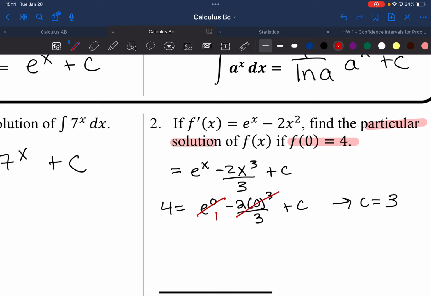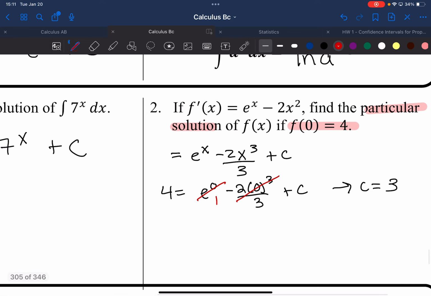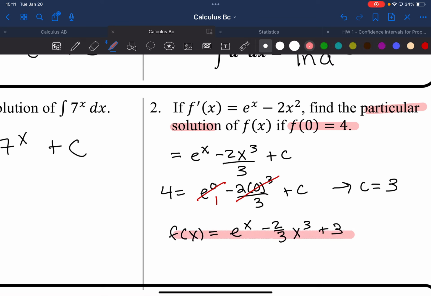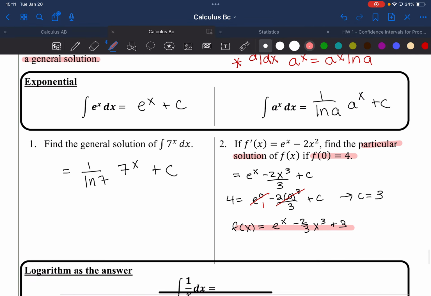Okay? And once you find your c value, this is going to be the most important step. Don't just leave it like this. Don't just say, okay, I found that c is equal to 3. You've got to plug it back into that original function. So we have f of x is equal to e to the x minus 2/3 x cubed plus 3. That entire thing is our answer, because it wants the particular solution, not just the c value. Okay, any questions on exponential?